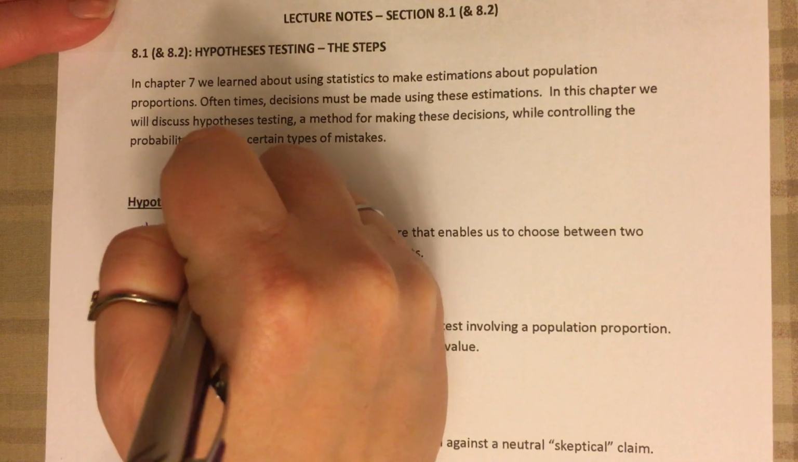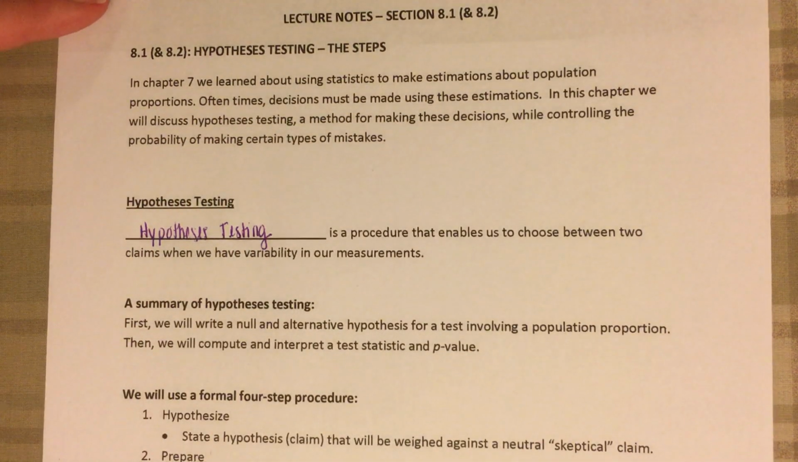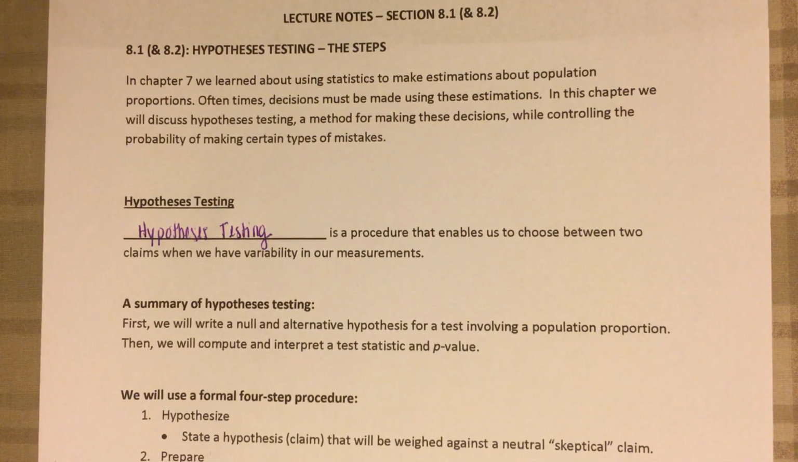Right, so hypothesis testing is a procedure that enables us to choose between 2 claims when we have variability in our measurements. So as we're going through our process, our first step is going to be to actually come up with a pair of hypotheses, a null and alternative hypothesis for our test involving our population proportion, and then we're going to do some computations and interpret the results of our test.